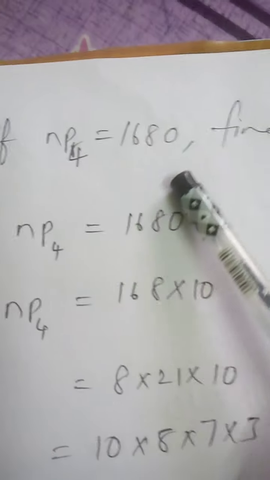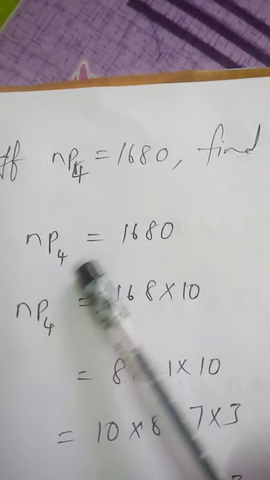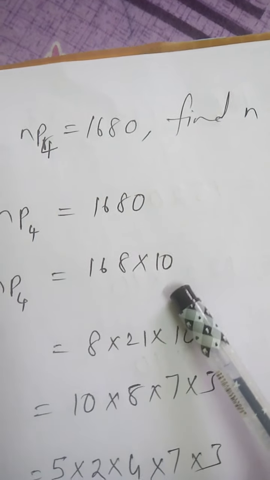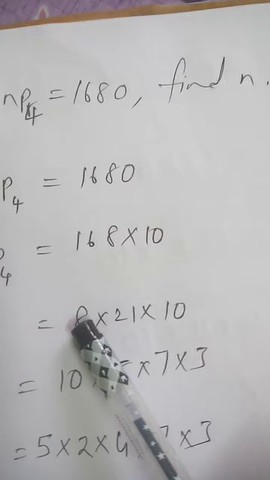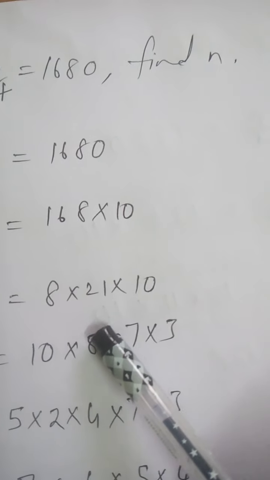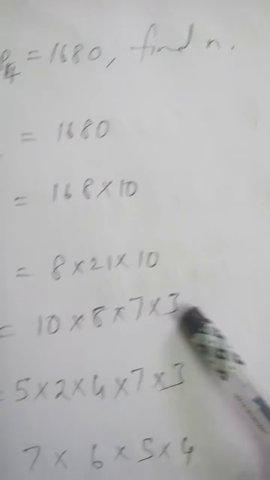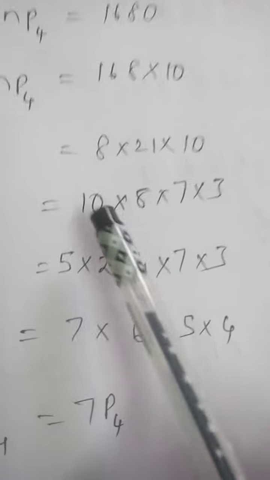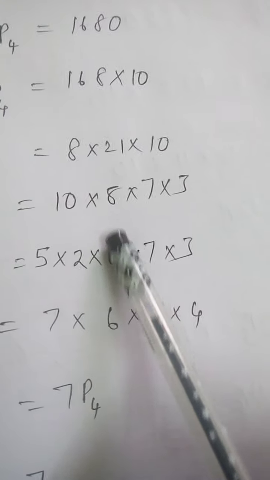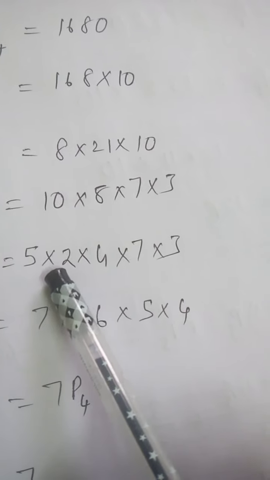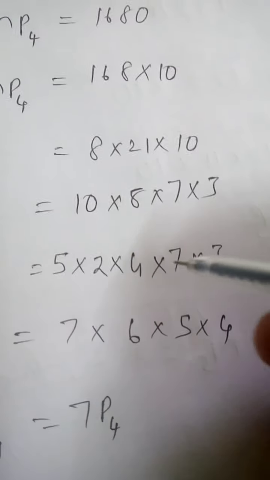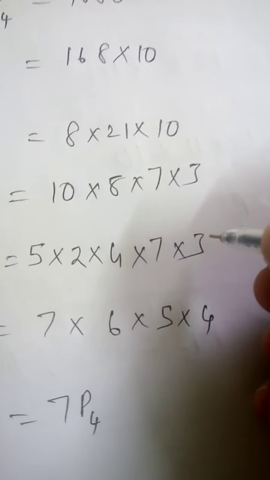If NP4 is 1680, find N. NP4 is 1680, which is 168 into 10. 168 can be written as 8 into 21 into 10. So 10 into 8 into 7 into 3. 10 can be written as 5 into 2, and 8 can be written as 4 into 2.